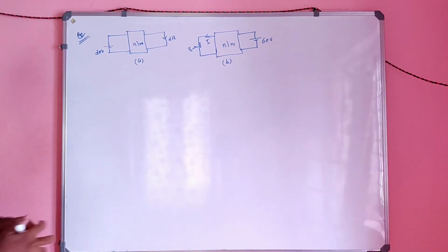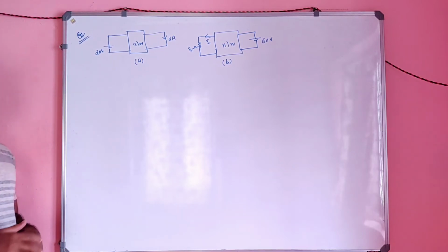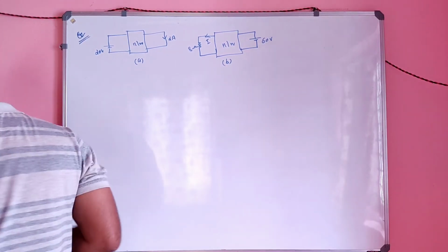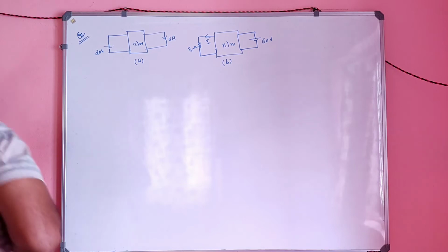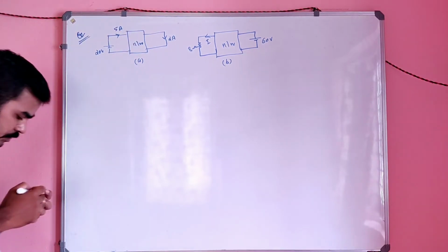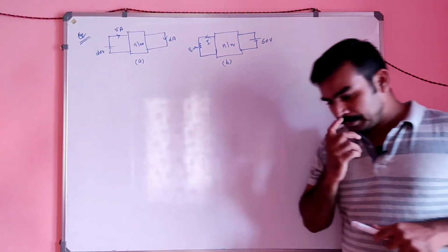So now you have to find that I. How can we find that I? And one more thing, it's 20 and 5 amperes. How can we find I?